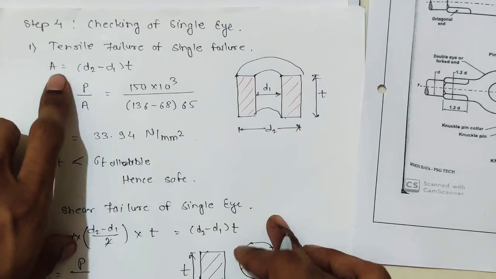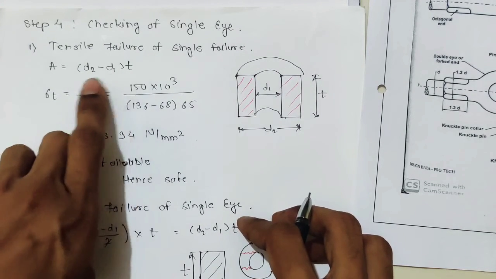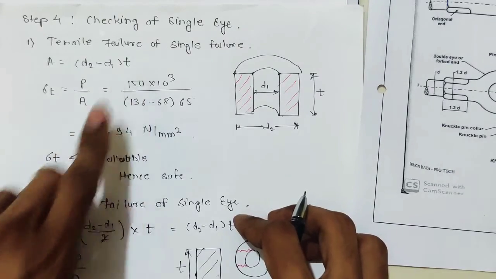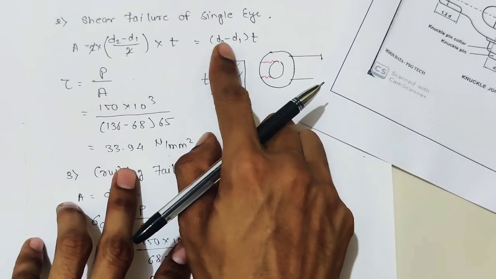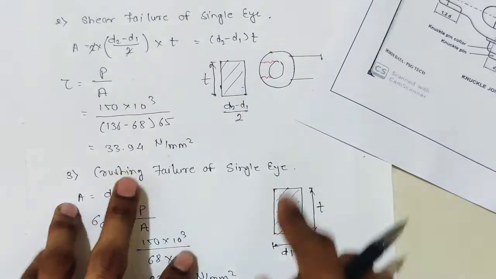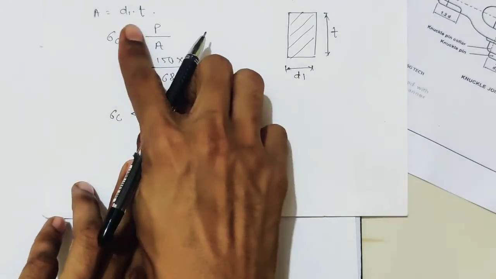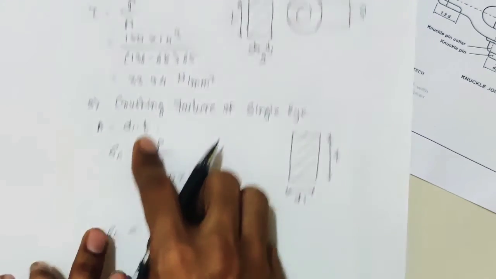Okay, so what will be the change? Area will be (d2 minus d1) into t1, and here there will be 2. So 2 (d2 minus d1) into t1. Here it will again be 2 into (d2 minus d1) into t, and here it will be 2 d1 t1.